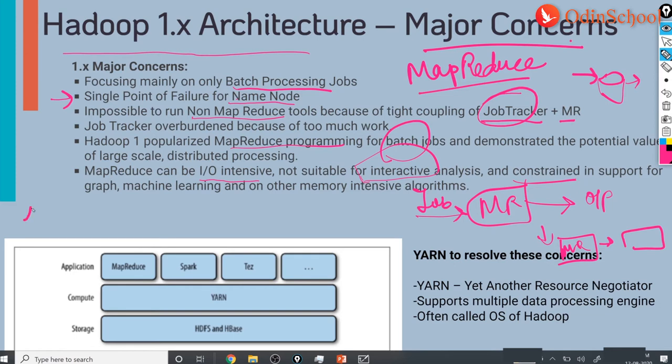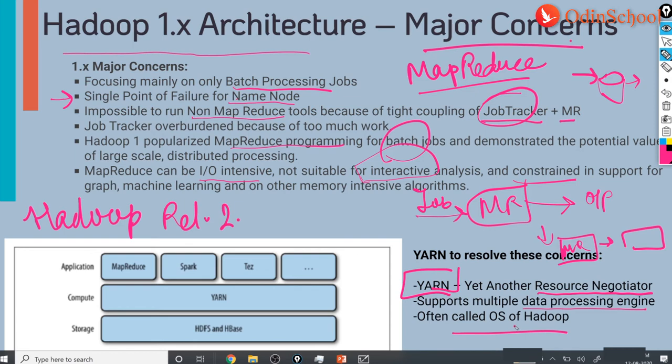And then Hadoop 2 or 2.x, Hadoop release 2 came into the picture to resolve these concerns. And the architecture name which they gave is YARN. YARN's full form is yet another resource negotiator. So as the name suggests, it is negotiating for the resources. It supports multiple data processing engines. That means now your choice is not limited to only MapReduce. It can also support Spark, Tez, this kind of processing engine.